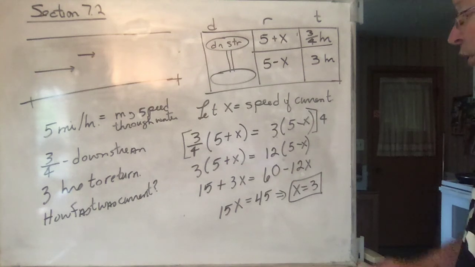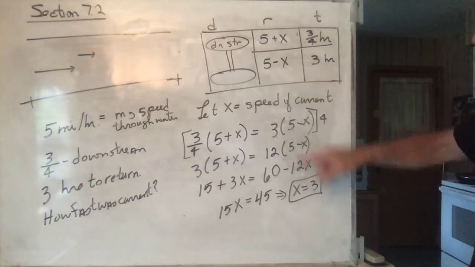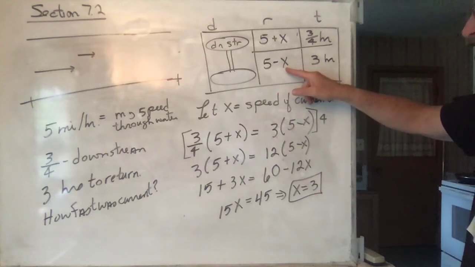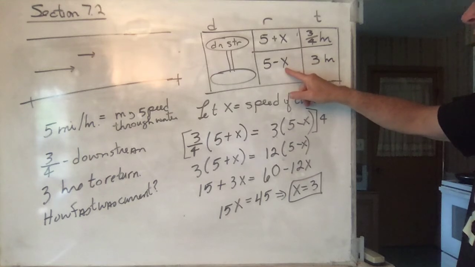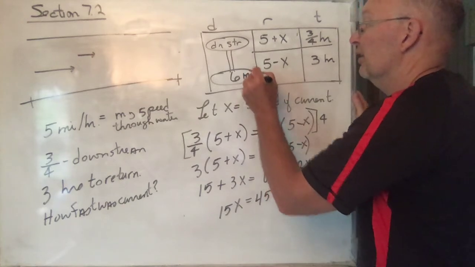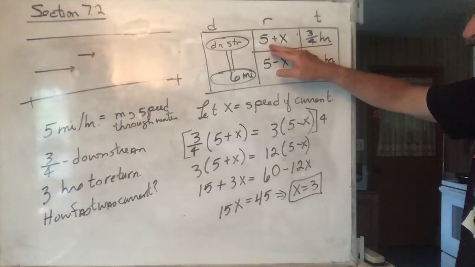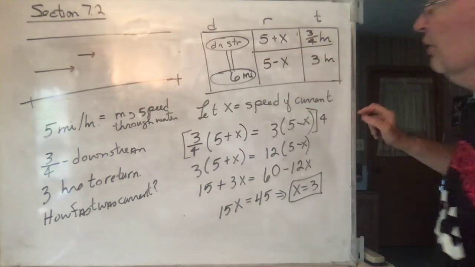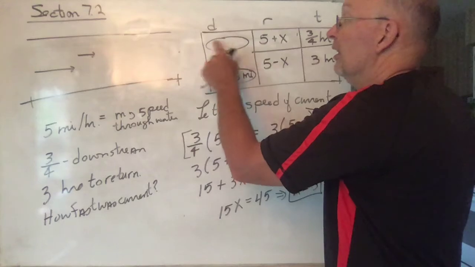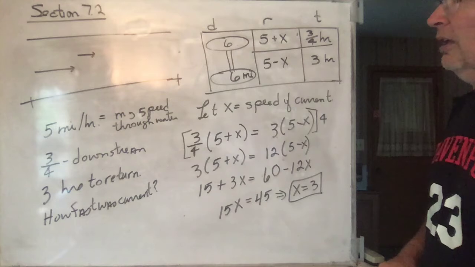And now that I know that, I can actually determine how long of a trip I took. I went what? 5 minus 3 is 2, so I went 2 miles an hour coming back upstream. And I did 2 miles an hour for 3 hours, so this was 6 miles. Okay, if I took my 5 plus 3, that's 8. 8 times 3/4 is 6 miles this way as well. So I went 12 miles total, 6 going up, 6 going down. So kind of a nice problem.